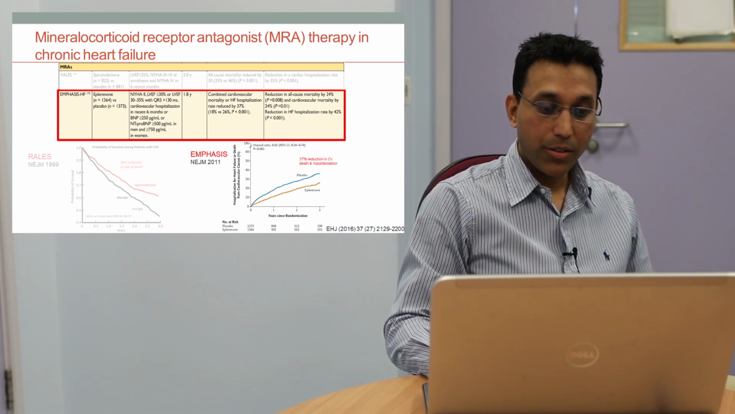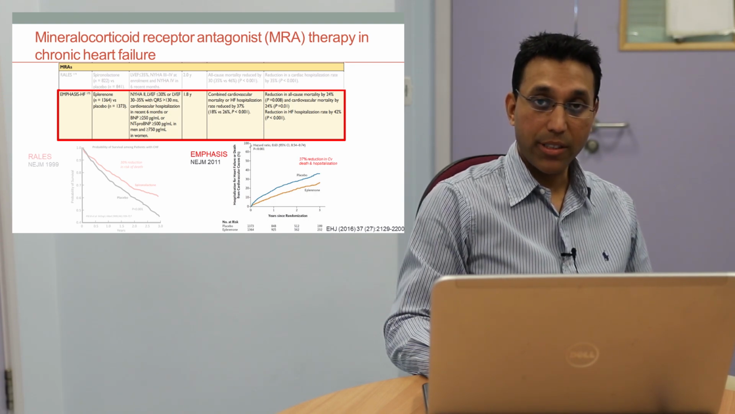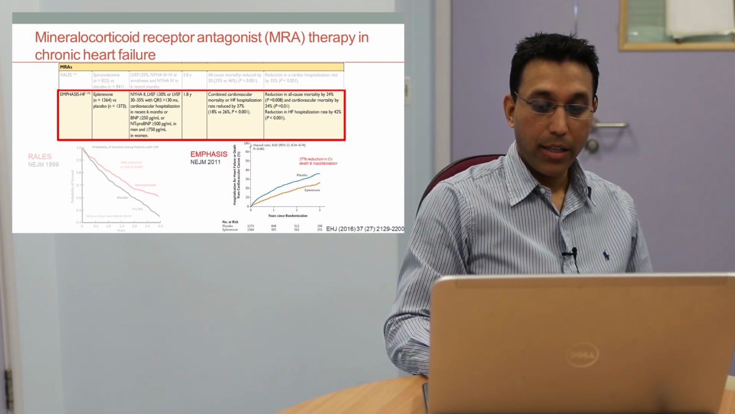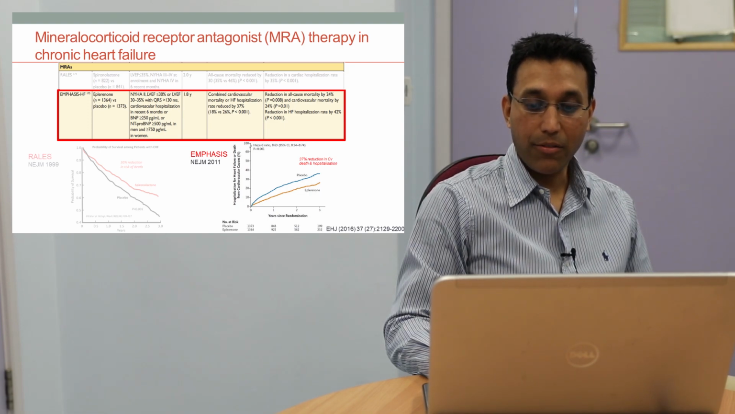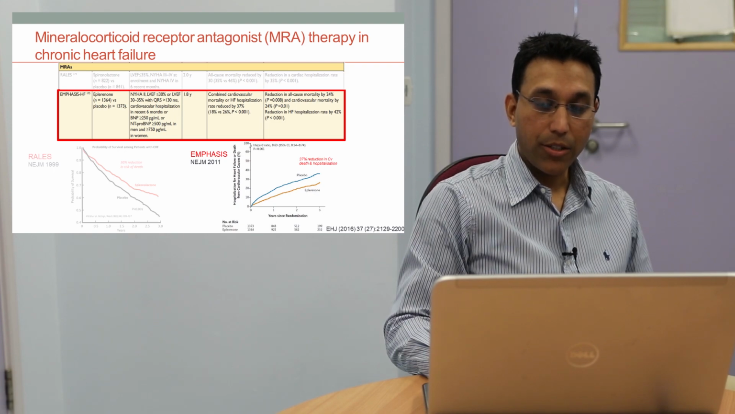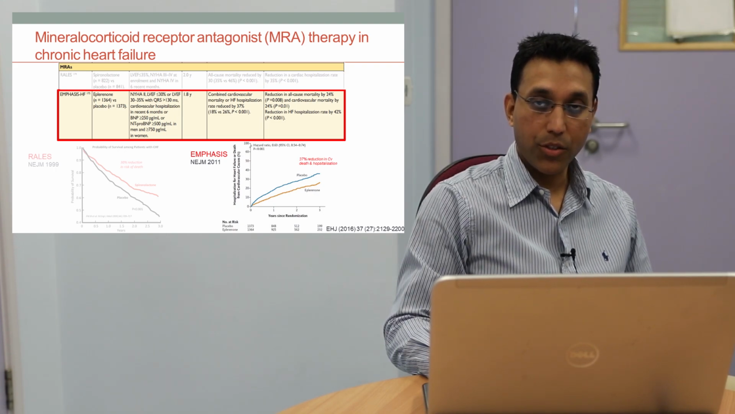Now, unlike RALES, most study subjects were receiving ACE inhibitor or ARB, as well as beta blocker therapy. Although similar to RALES, patients with potassium greater than 5 or eGFR less than 30 were excluded. Eplerenone was given at 25 milligrams per day, and this was increased at 4 weeks to 50 milligrams per day if renal function and potassium levels allowed.